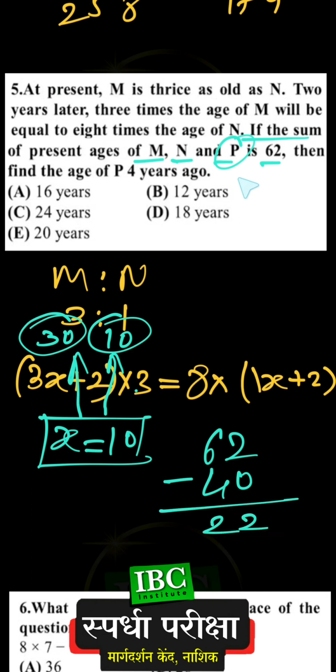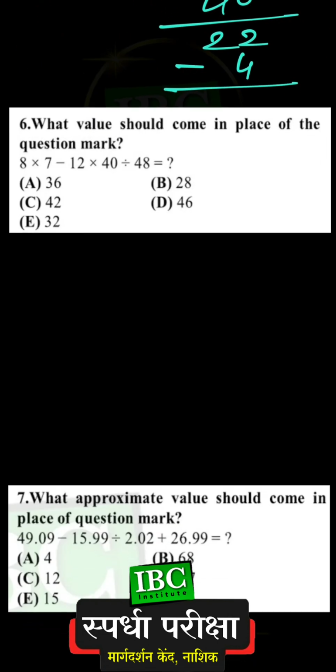It is the age of p, but they are not asking for the age of p, they are asking for p's age 4 years ago. We have to subtract 4 from this number, so you will get the value 18. So option D is the correct answer. It is also a simple example, but you have to know the basic concept of ages.